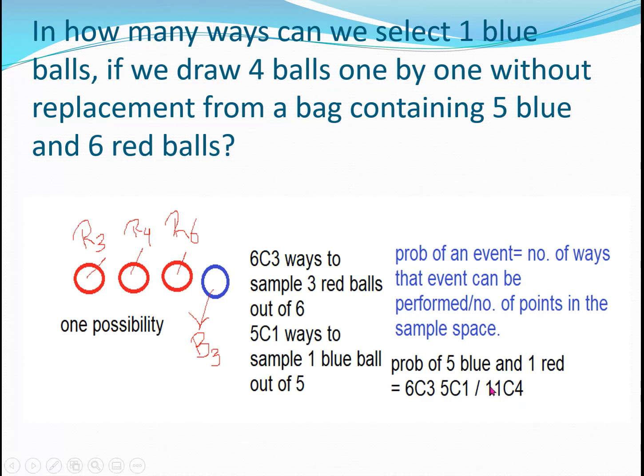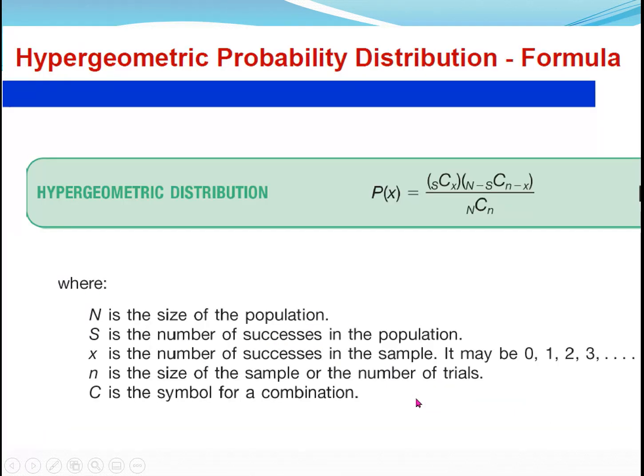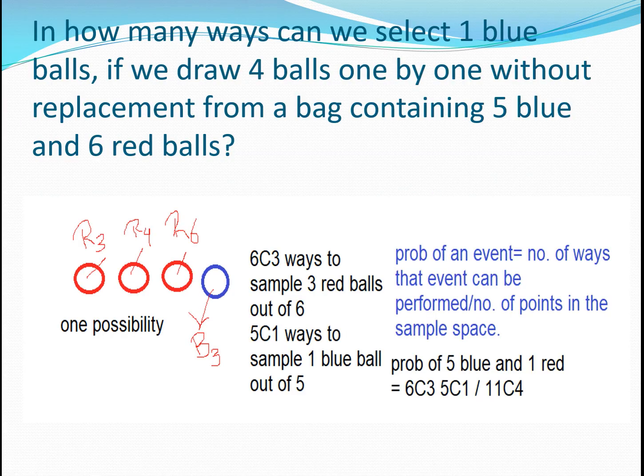So now you can see if my category of interest was blue ball and the category not of interest was red ball. In general, what I can say, S is my category of interest and capital N minus S is my category not of interest. For example, in the previous example, what is S? If I am selecting one blue ball, S is the category of blue balls. So how many blue balls are there? 5. So S will be 5. What is capital N? Total balls, which is 5 plus 6 equal to 11.